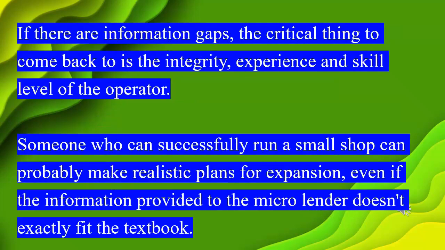If there are information gaps, the critical thing to come back to is the integrity, experience, and skill level of the operator. Someone who can successfully run a small shop can probably make realistic plans for expansion, even if the information provided to the microlender doesn't exactly fit the textbook.